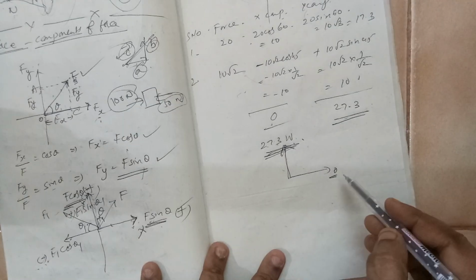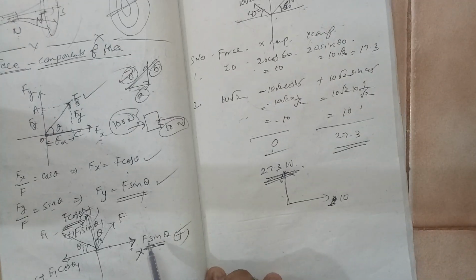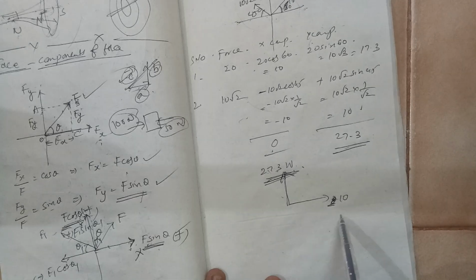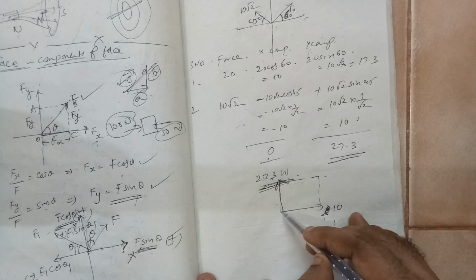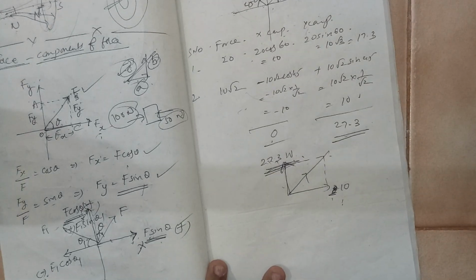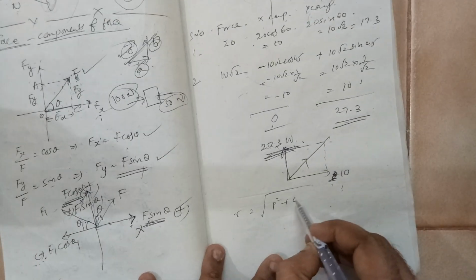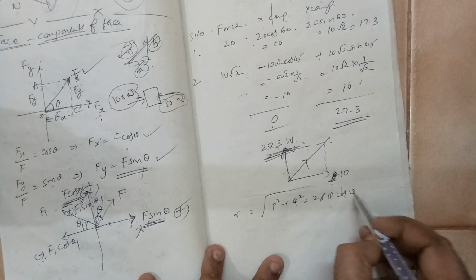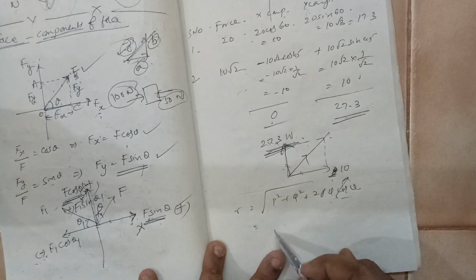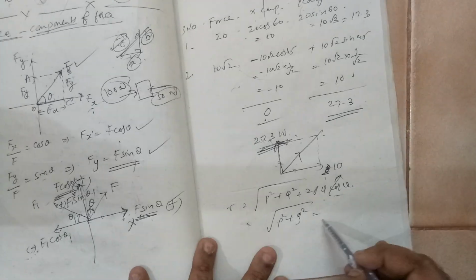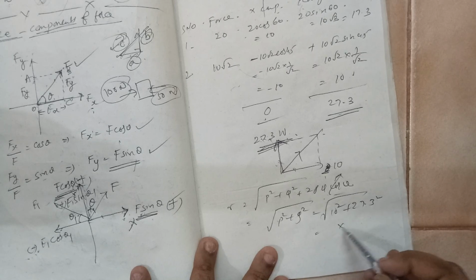Suppose in the same example this is not 0 but, let us say, some value 10. Then what will be the resultant? The resultant will be the resultant of these two. You need to add these two vectors. We have already seen that. You have to follow the parallelogram law and join the diagonal. So you have to apply the formula R is equal to √(P square plus Q square plus 2PQ cos theta). But here the angle between x and y is 90, so this term will become 0. It becomes √(P square plus Q square), which is nothing but √(10 square plus 27.3 square). You'll get some value.